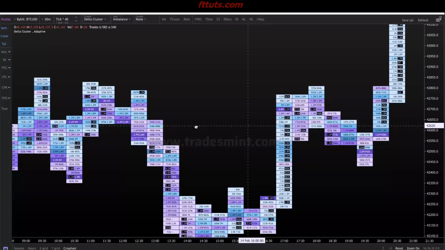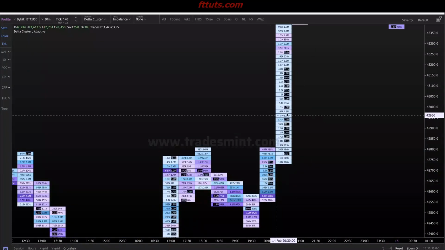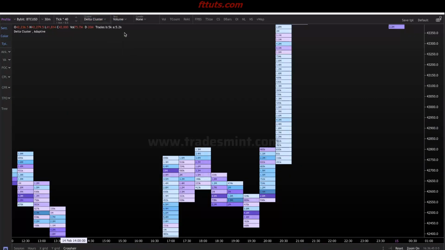And now look at what happens the third time that we try and break that resistance. Look at all these stacked imbalances. There are so many stacked imbalances. Lots and lots of volume. So much more volume than ever before in this range.